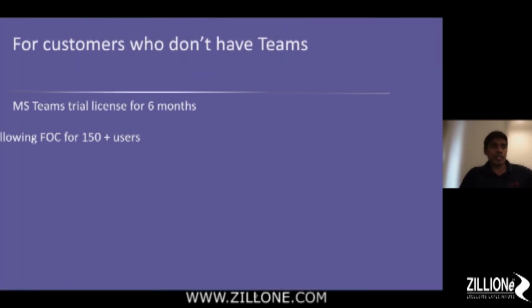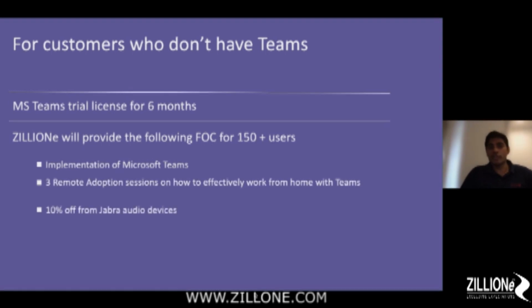Now, what I think is a bit more exciting is for those of you who don't have Teams deployed yet. This is a great time to jump on board, since Microsoft has offered a Teams trial license of up to 6 months to get you started. And since ZILLIOne is a fast-track ready partner, we are able to offer you the best tools and practices that allow for fast and hassle-free deployment of Microsoft Teams for your organization. And if you have more than 150 users, we can even do this FOC for you. So that's great news, and this is what we are offering.